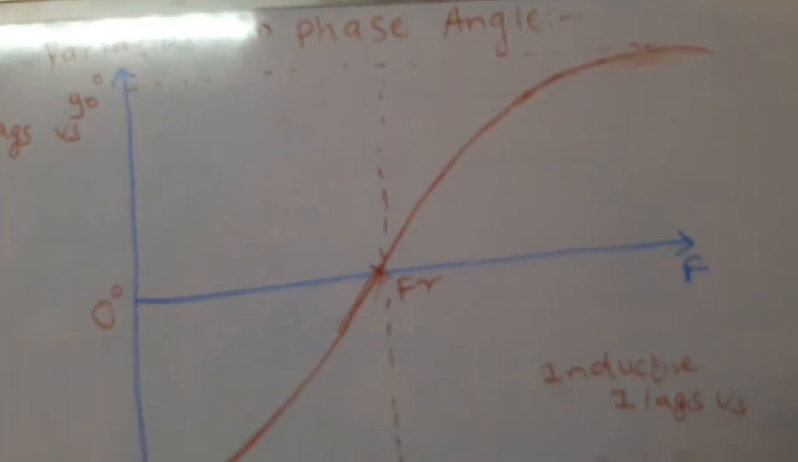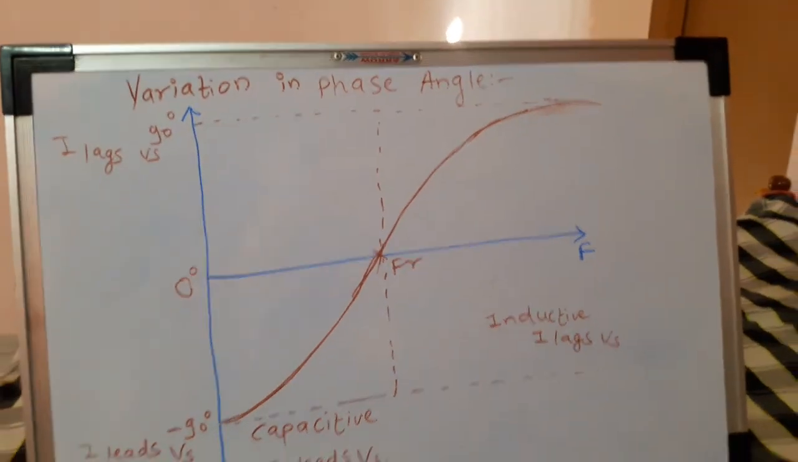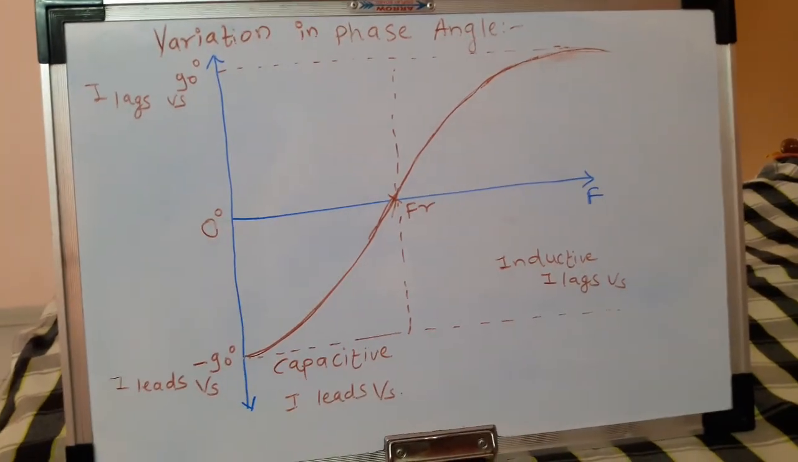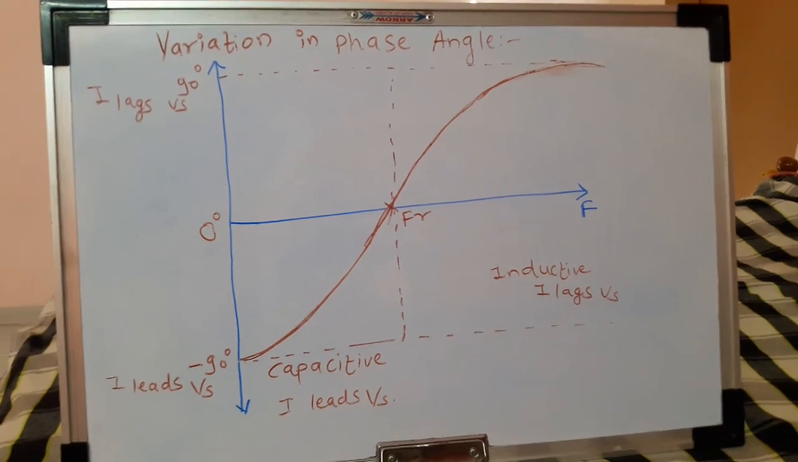In this way we can plot variation in phase angle with respect to frequency between voltage and current in a series resonant circuit.